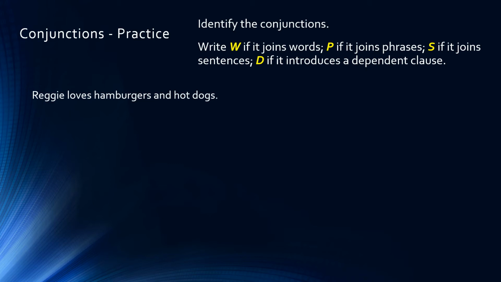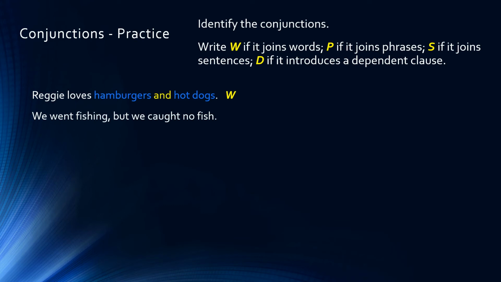First example, Reggie loves hamburgers and hot dogs. Then in this sentence, we've got the conjunction and. And the conjunction is joining two different things, hamburgers, hot dogs. So, in this sentence, the conjunction and is joining two words. So we would put the W because it is joining words, hamburgers and hot dogs.